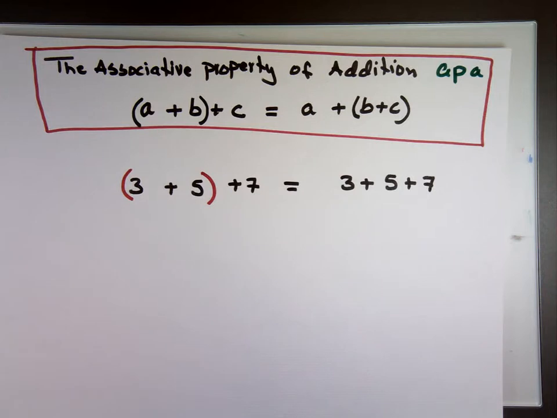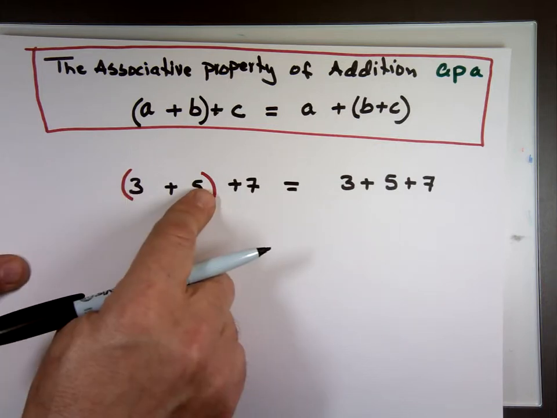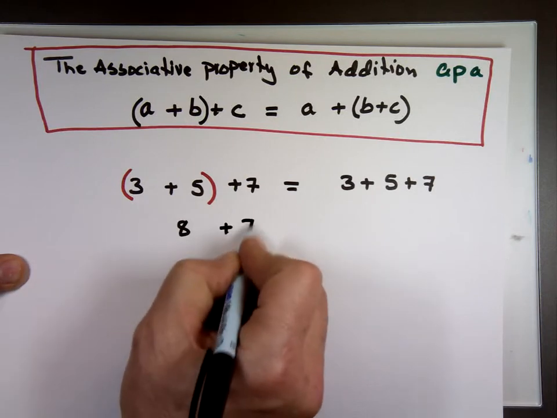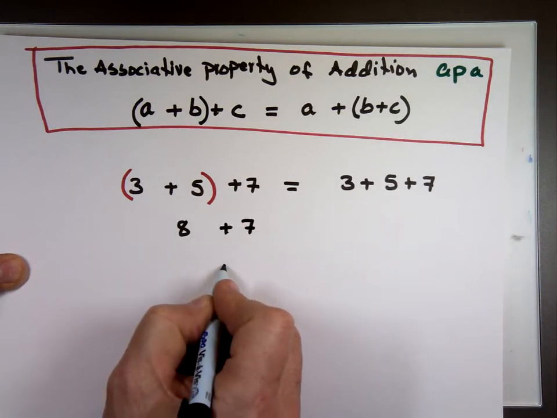Remember, you've got to do what's inside the parentheses first. That's coming up later, order of operations, PEMDAS, some of you might remember that. What's 3 plus 5? 8. You've got to do that first. What's 8 plus 7? 15, right?